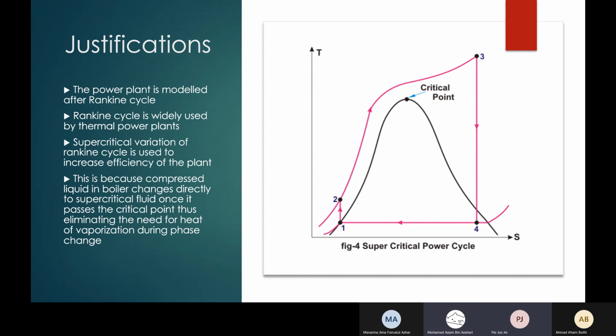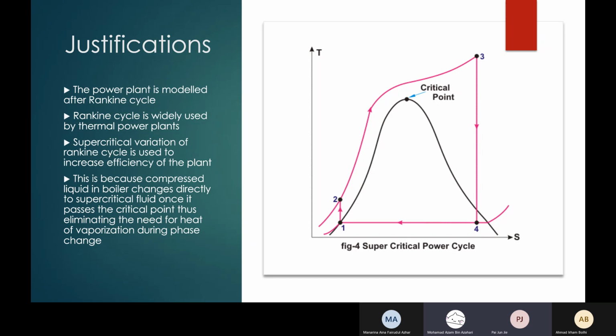Thank you, Pai Jun Jie. Now I will continue on the justifications and recommendations. Our steam power plant is modeled after the Rankine cycle. We chose the Rankine cycle because it is the most widely used cycle in thermal power plants. Operating condition at the turbine inlet exceeds the critical point of water, which is at 373.95 degrees Celsius and pressure of 22,060 kilopascal. So the power plant is a supercritical power plant.